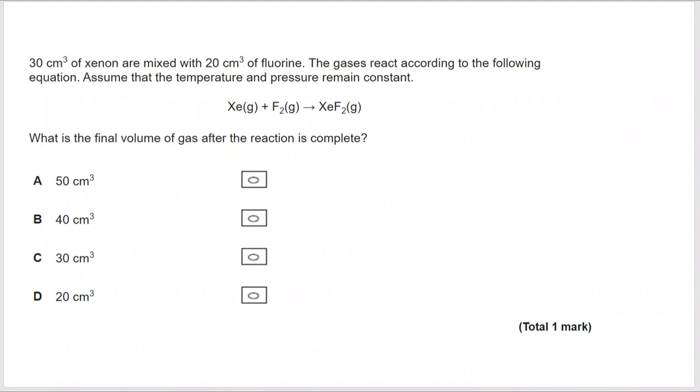So let's begin by doing that. We have a 1-to-1 ratio. 1 mole of Xe reacts with 1 mole of F2 to make 1 mole of XeF2. Now if I've got 30 cm cubed of Xe and 20 cm cubed of F2, I also know that I'm starting with no XeF2, but I can see that fluorine is the limiting reagent. That's what's going to run out first.